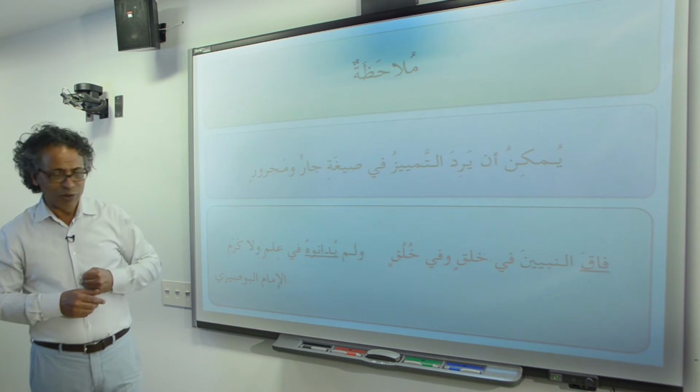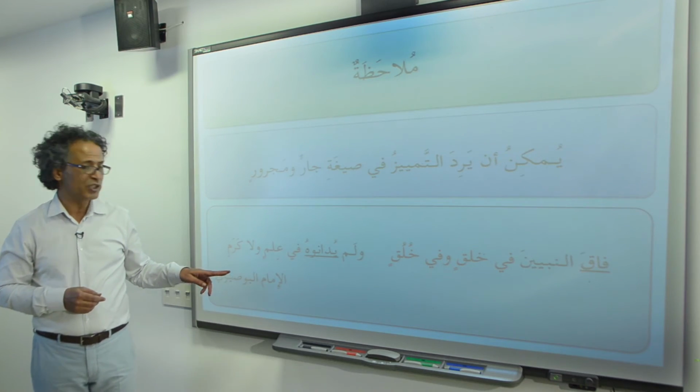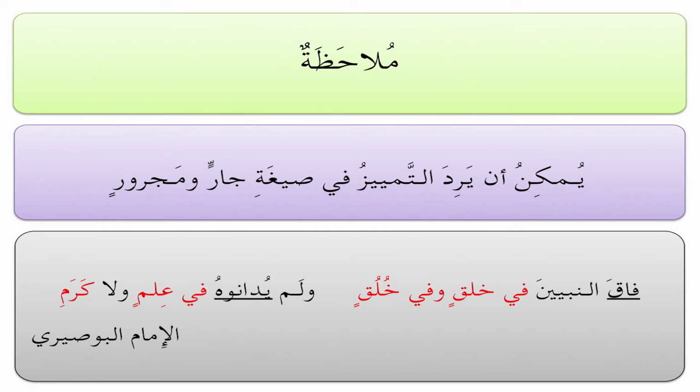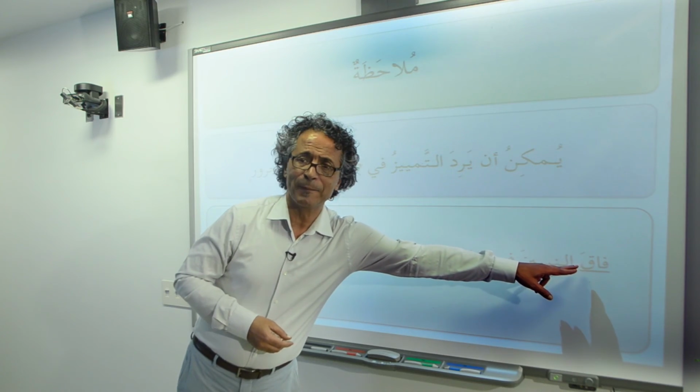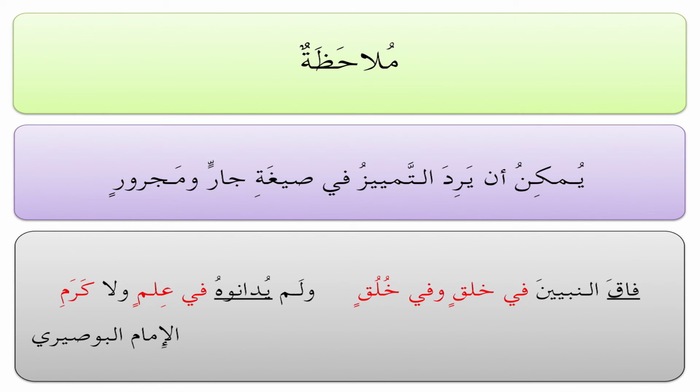فاق النبيين, and this is a beautiful line actually from Al-Burda of Imam Busayri. It's probably the praise poem of the Prophet Muhammad. فاق النبيين في خلق وفي خلق ولم يدانوه في علم ولا كرم. So here there are very interesting things to notice. First of all, the use of a verb, فاق, to surpass. Nabiyina, the prophets, in his creation and in his ethics or in his values, they don't come close to him in his knowledge nor in his nobility. So في علم ولا كرم, with the kasra because of poetry at the end.